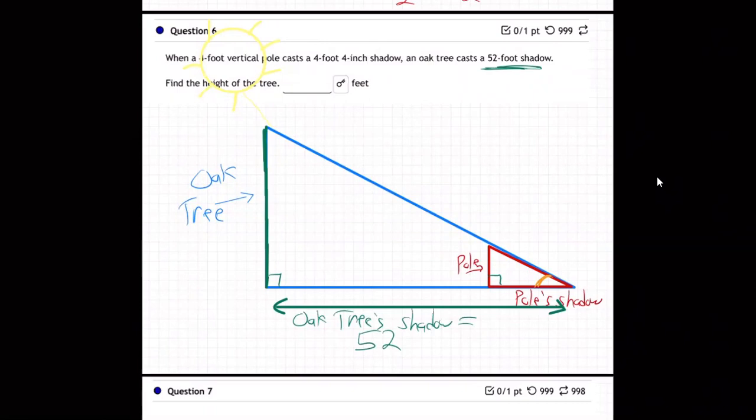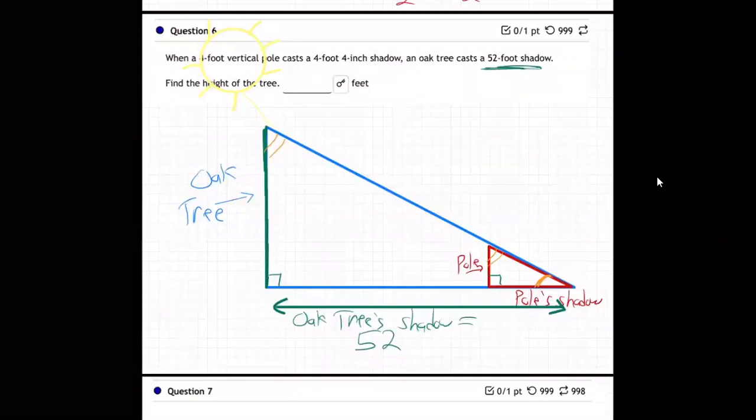It doesn't matter where you move the pole to; you don't have to line up the oak tree with the pole. The sun is shining on the whole surface of the earth. Assuming these two are reasonably close to each other, they're going to have the same shadow angle. So those two triangles are similar because they have two angles the same: a right angle, and the angle in the right corner. Therefore, the third angles must also be the same. Those two triangles are similar, so we can set up equal ratios.